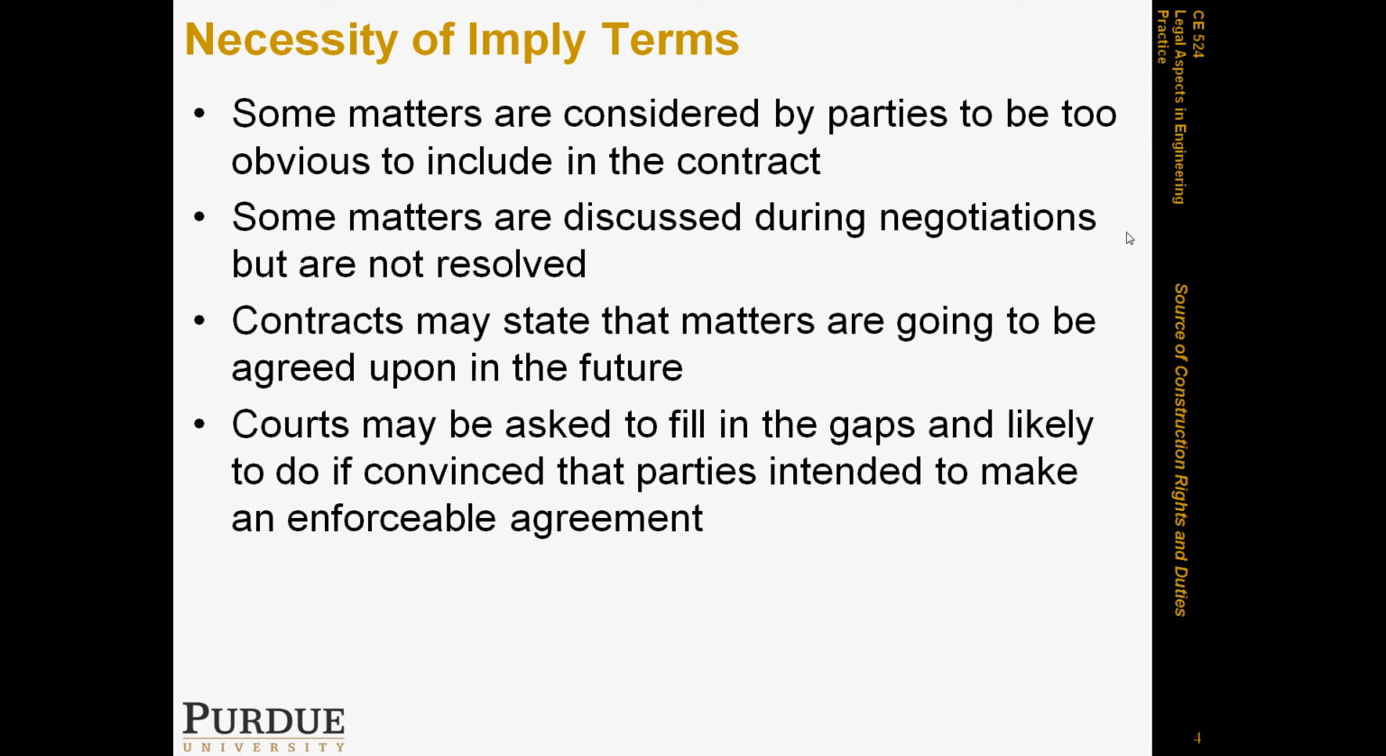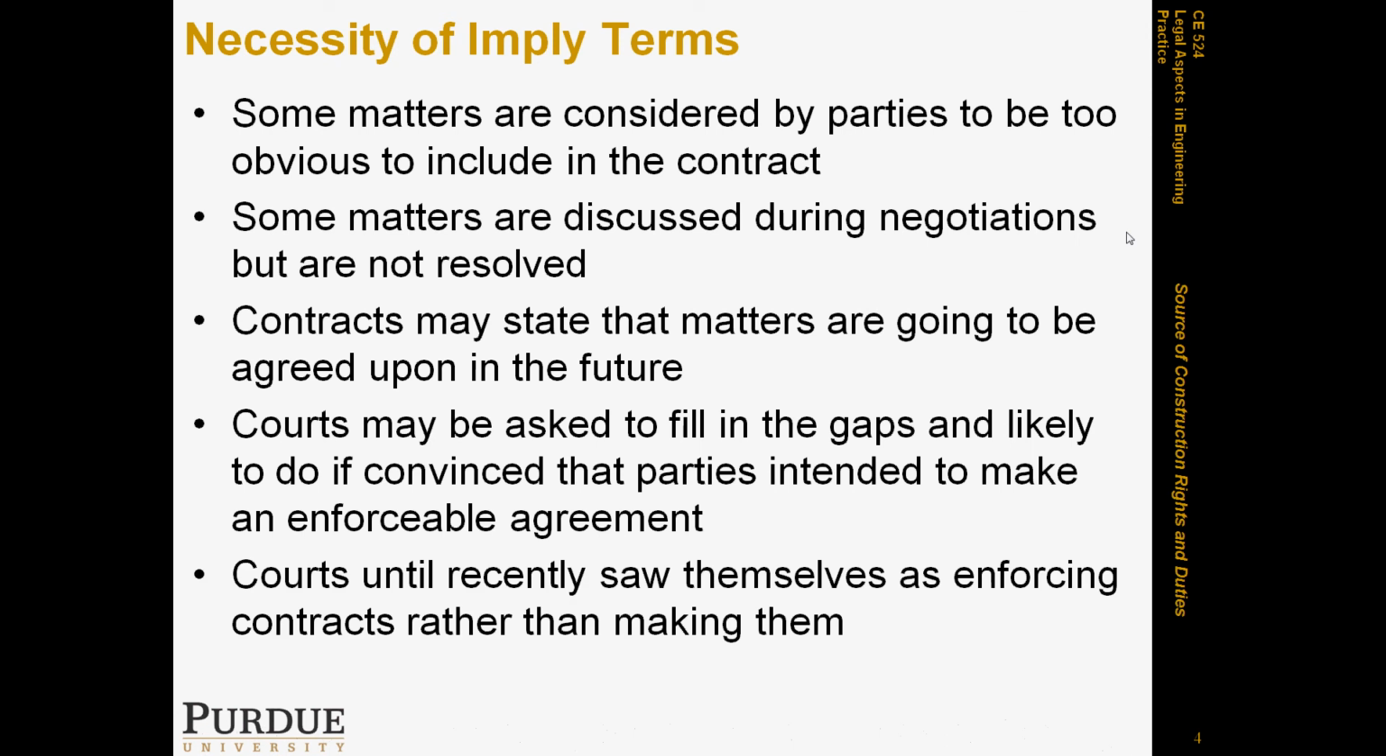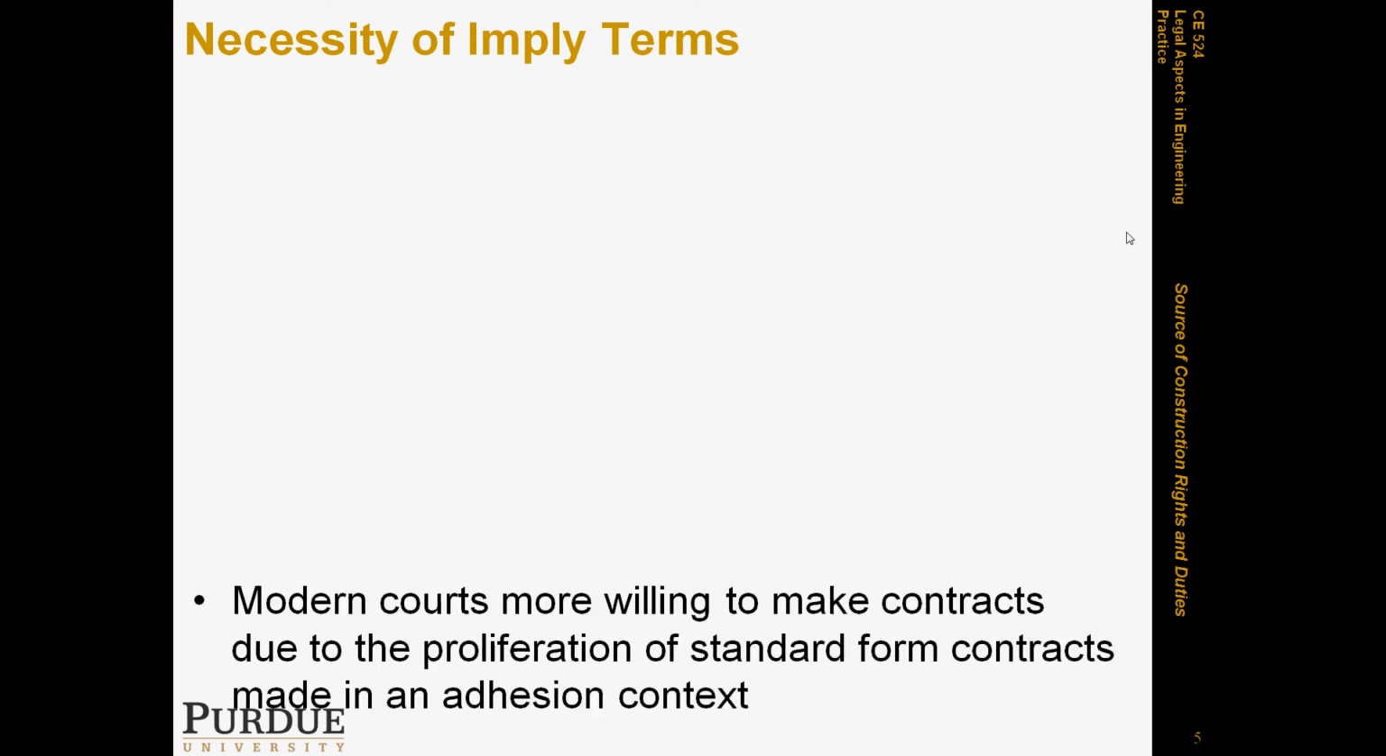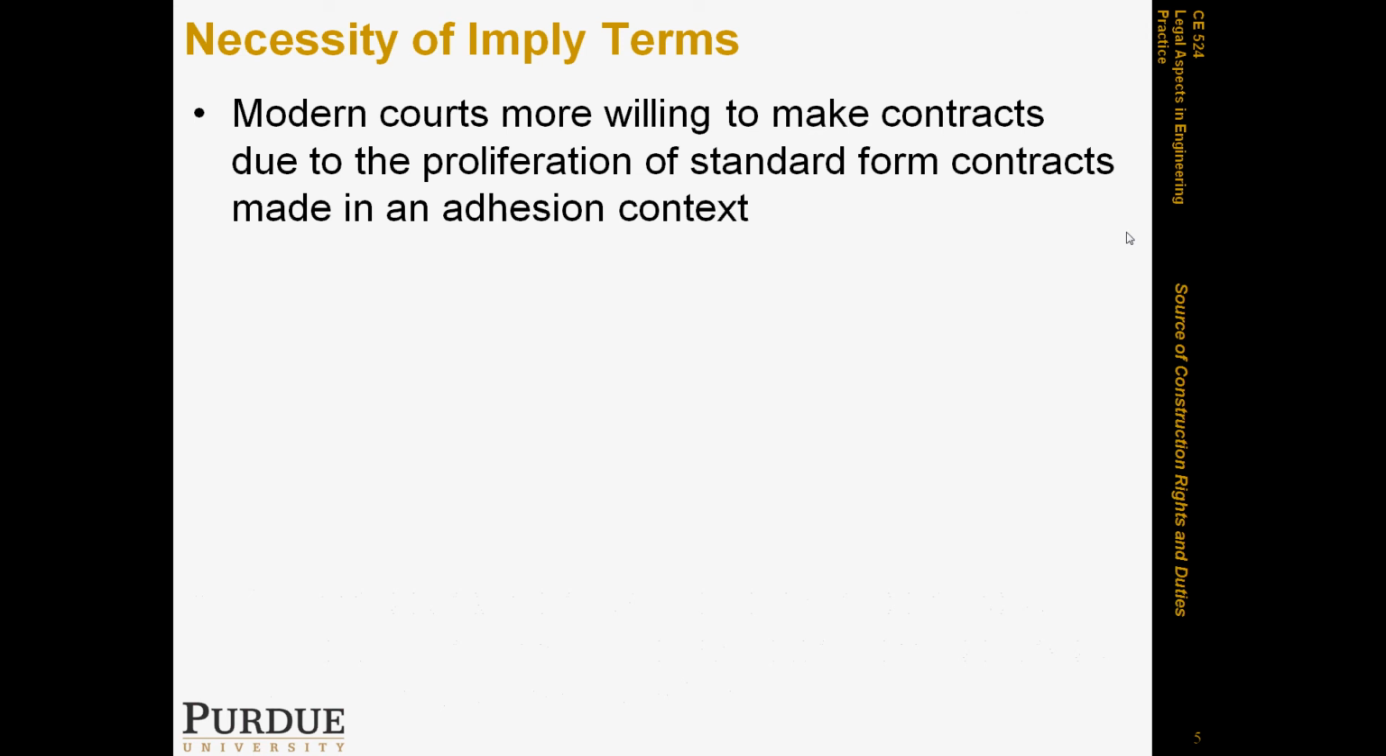Until recent years, courts were kind of reluctant because they saw themselves as enforcing contracts rather than creating them. But in more modern times, courts are more willing to make contracts, especially with the increased number of standard forms of contracts that came into existence, and the existence of contracts of adhesion. So if you have a standard form of contract entered into through adhesion, sometimes that makes it more of a compelling case for the court to start filling in terms.